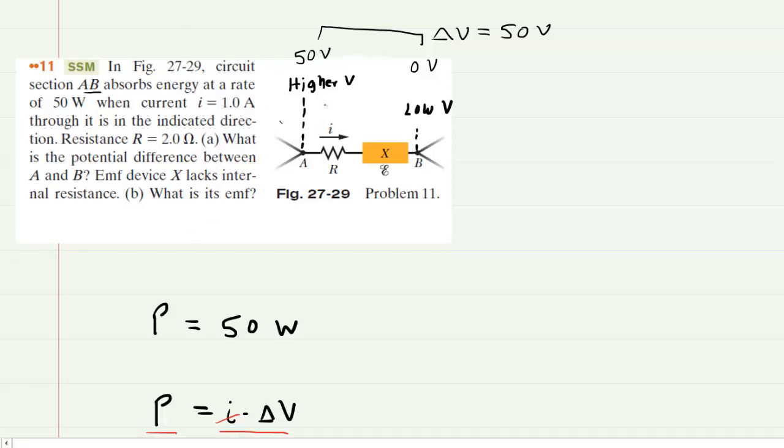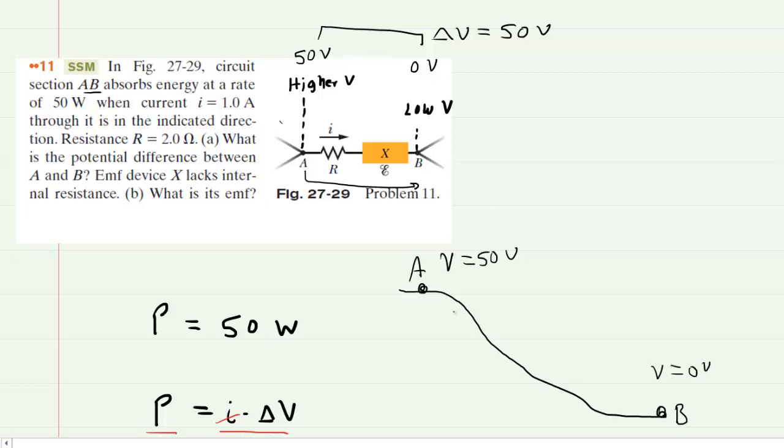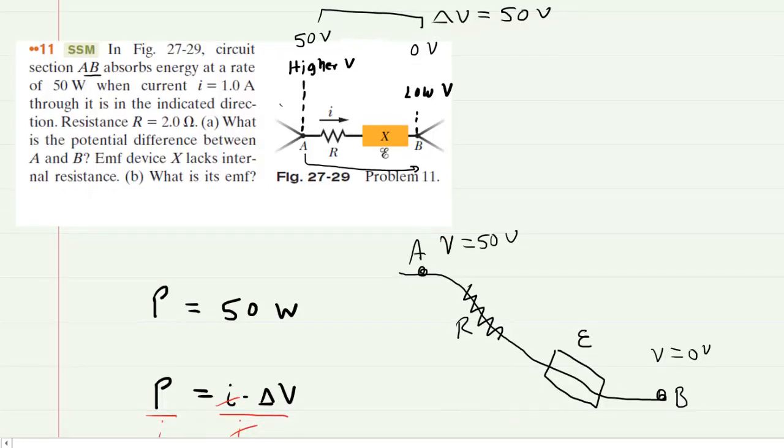So what we're going to do is start at point A at a higher potential, and move our way through the circuit to point B. It might be a helpful metaphor to imagine going downhill, starting at the top of the hill at point A, and then traveling to the bottom of the hill at point B. And at the top of the hill, the potential is 50 volts, and at the bottom, the potential is 0 volts. As you go down this potential hill, you will encounter a resistor marked capital R, and then you will also encounter the battery, and we are looking for the EMF of that battery.